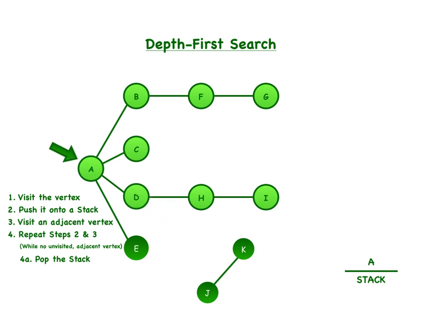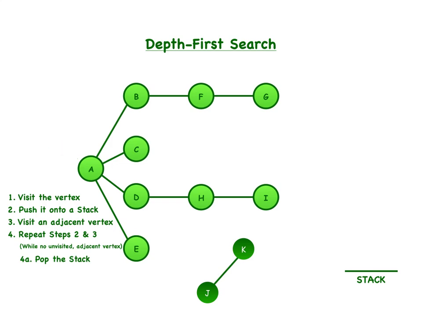A still has one other unvisited adjacent vertex, that is E, so we're going to visit it, push it onto the stack. Now clearly E has no other unvisited adjacent vertex, so now it's time to pop it, return back to A. A now no longer has any unvisited adjacent vertices, so now it's time to pop A. Once the stack is empty, you know you've reached the end of the algorithm.